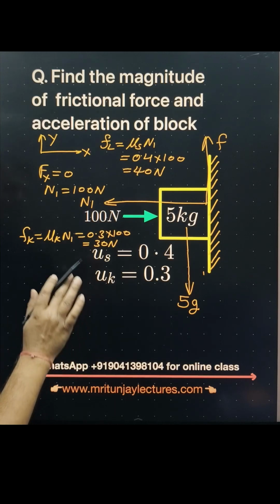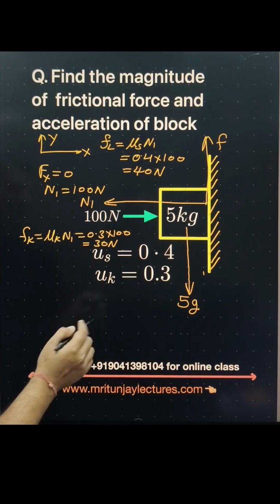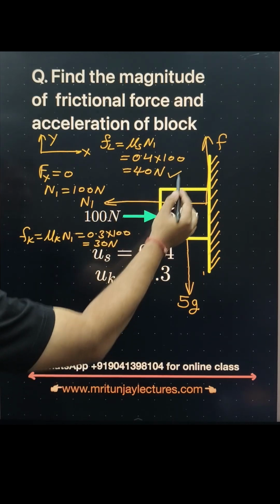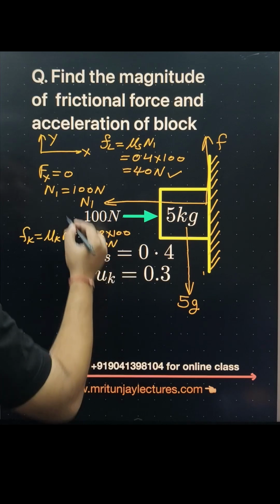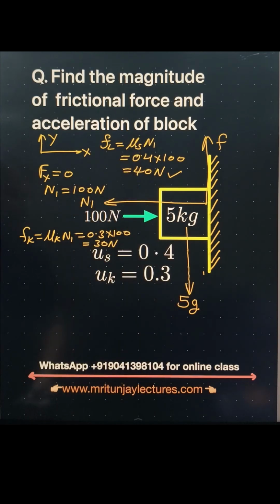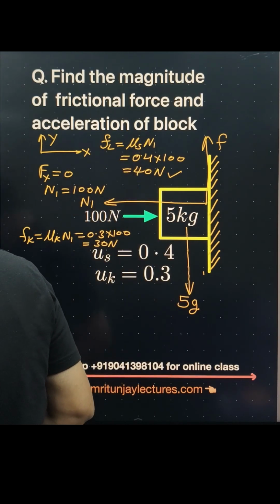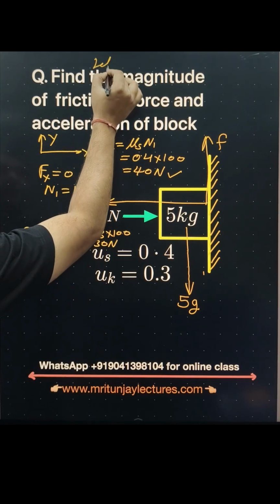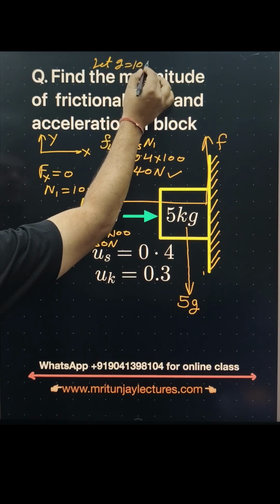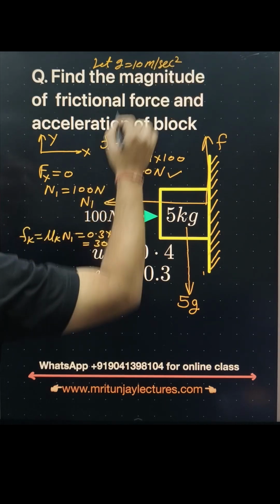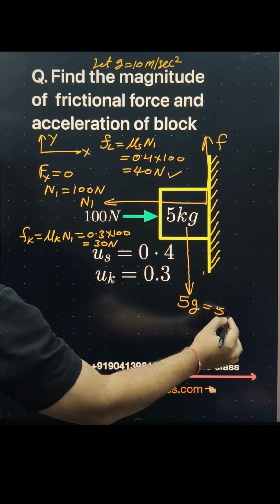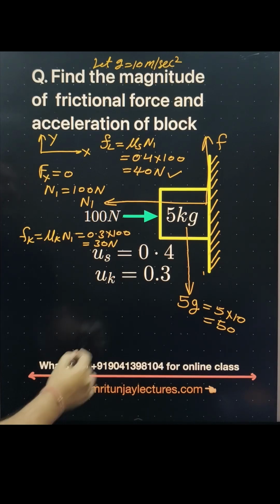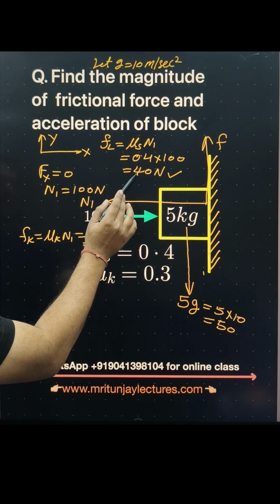Now, whether motion is possible or not is decided by the limiting frictional force, which is 40 Newton. And what about the applied downward force? If we consider g equal to 9.8, otherwise from a simplicity point of view, you can take g equal to 10. So 5 into g, 5 into 10, that is 50 Newton. So the applied force is 50 Newton and the limiting frictional force is 40 Newton.